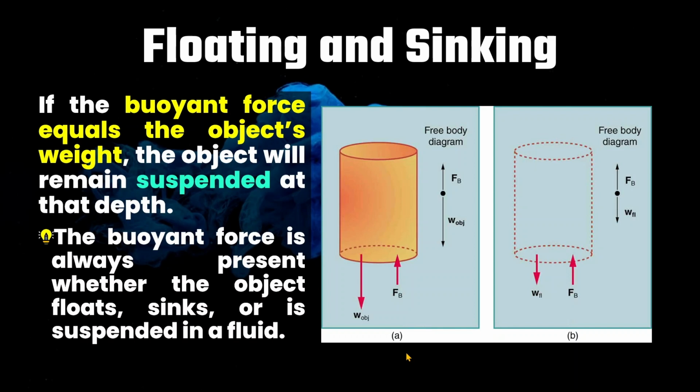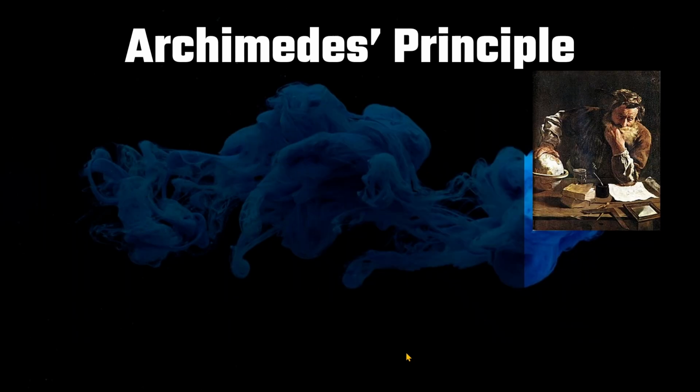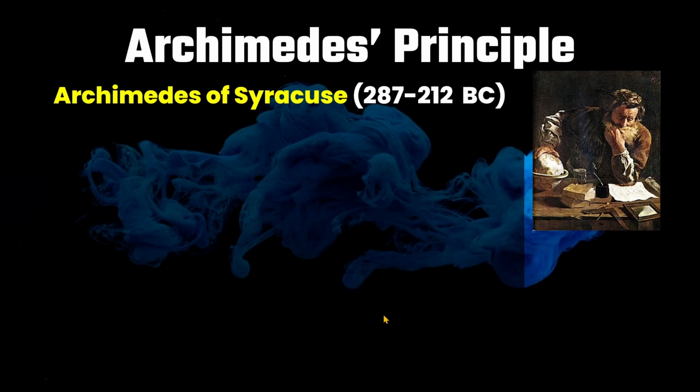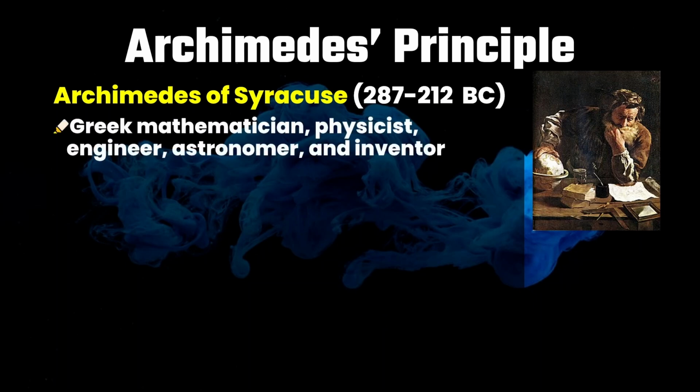The question again is, where did this idea come from? To understand buoyant force, we have to go back in time all the way to ancient Greece. Archimedes of Syracuse, who lived between 287 to 212 BC. Archimedes was a mathematician, physicist, engineer, astronomer, inventor. Basically, he was the Einstein of his time.